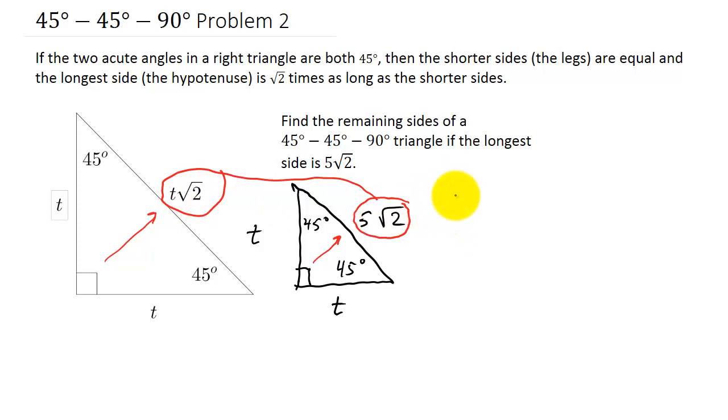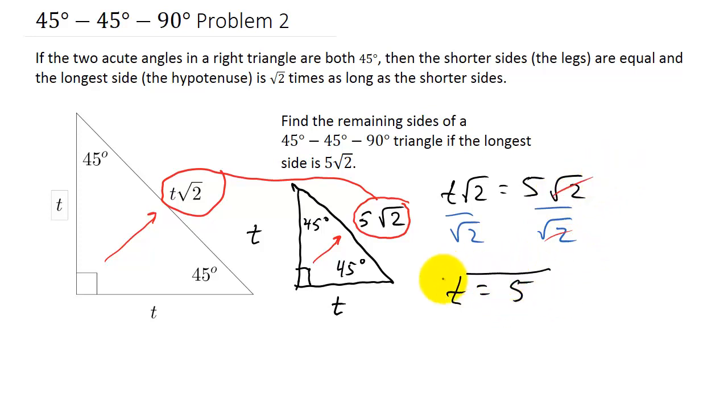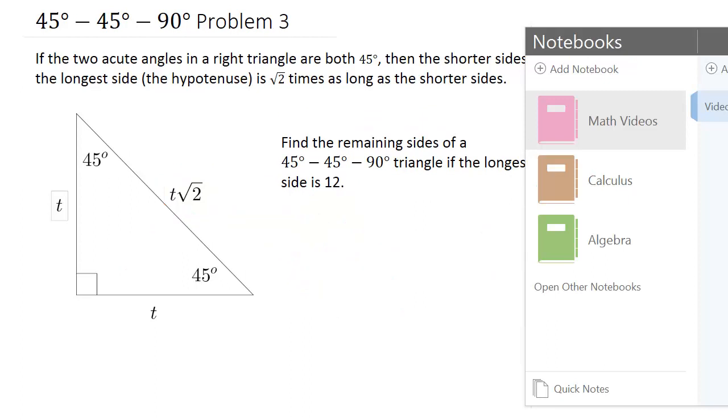So I've got T square root of 2 is equal to 5 square root of 2, and then I'll divide both sides by the square root of 2. And so that gives me T equals, and you can see here the square root of 2's cancel, and so I'm left with T equals 5, and that would be the length of the two shorter sides. They're both 5 because they're both opposite the 45-degree angle. Alright, let's look at one more.